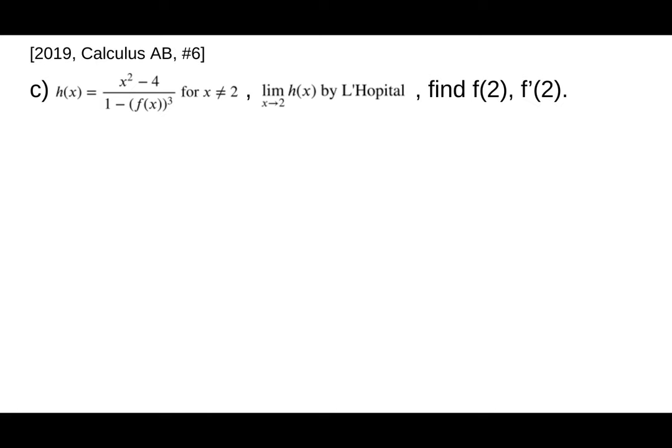In part C, we are given h of x equals x squared minus 4 over 1 minus f of x cubed for all values of x except x equals 2. We are given that the limit as x approaches 2 of h of x can be found using L'Hopital's rule, and then we are asked to find f of 2 and f prime of 2. All right, hold on tight, because this one is a mess.